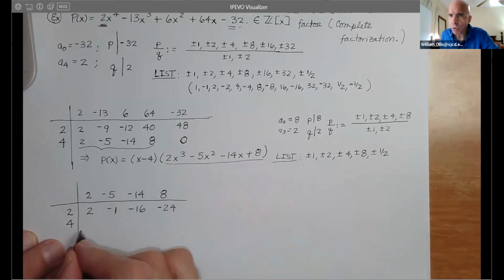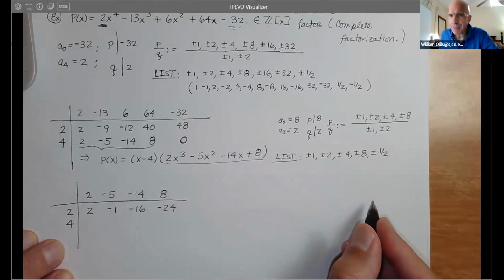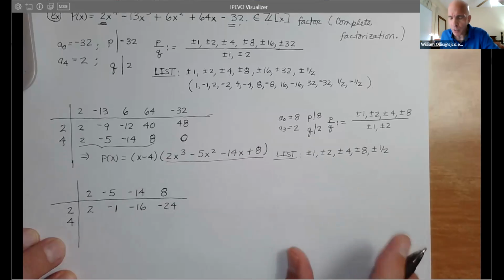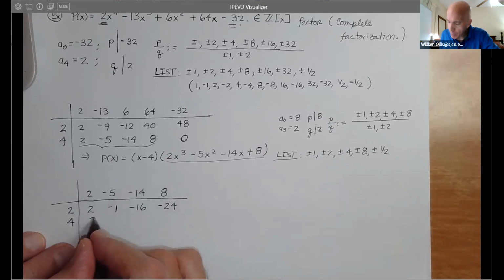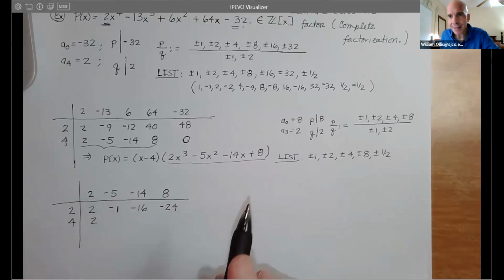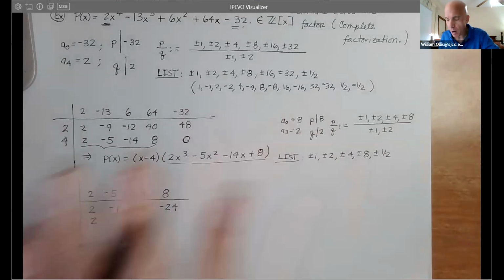Always start small. Don't start with big numbers. That's too much work. Start with the smaller, give yourself a break. So now we bring the 2 down. And again, you want to start with numbers that are realizable to get the flow of the problem moving.